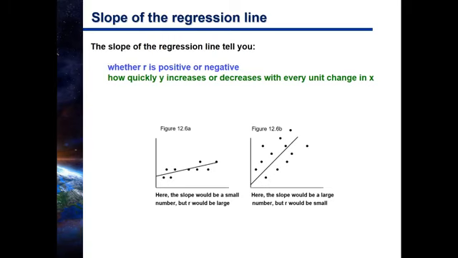All right, so now we're moving on to the slope of the regression line, because this is also something that is confused in a lot of people's minds. I want to explain what the slope of the regression line tells you and what it does not. Okay?